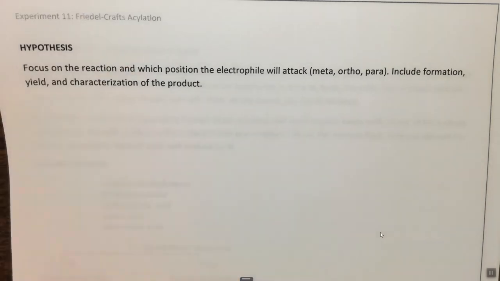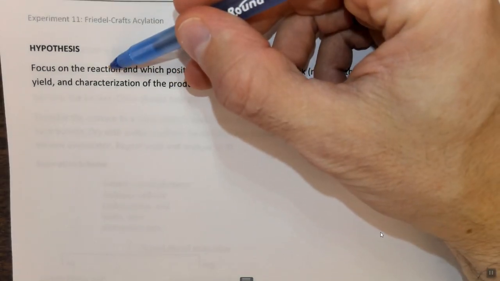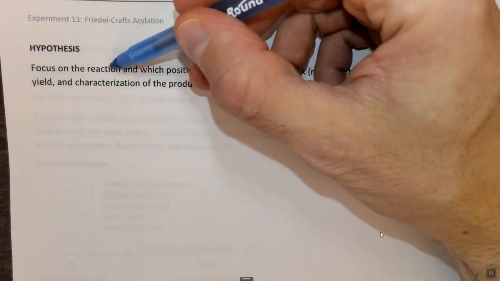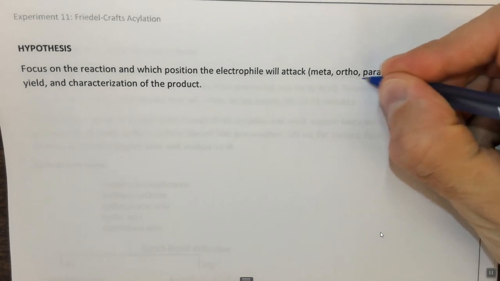So the last thing I wanted to talk about very briefly is the hypothesis. It says focus on the reaction and which position the electrophile will attack. Include formation, yield, and characterization of the product. So focus on the reaction. We talked about the reaction. We formed the acylium ion by adding the aluminum chloride, and that then acts as an electrophile for electrophilic aromatic substitution, and it's going to mostly attack at the para position.